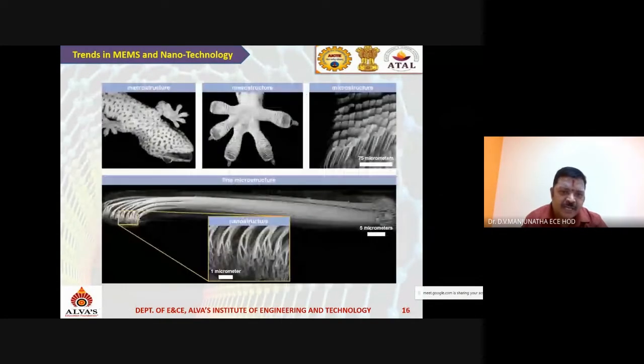This is a macro structure. This is a mesostructure, then a microstructure of 75 micrometers. A fine microstructure is smaller, and a nanostructure is about 1 micrometer or less. So the size is getting reduced. We'll move on to the next slide.